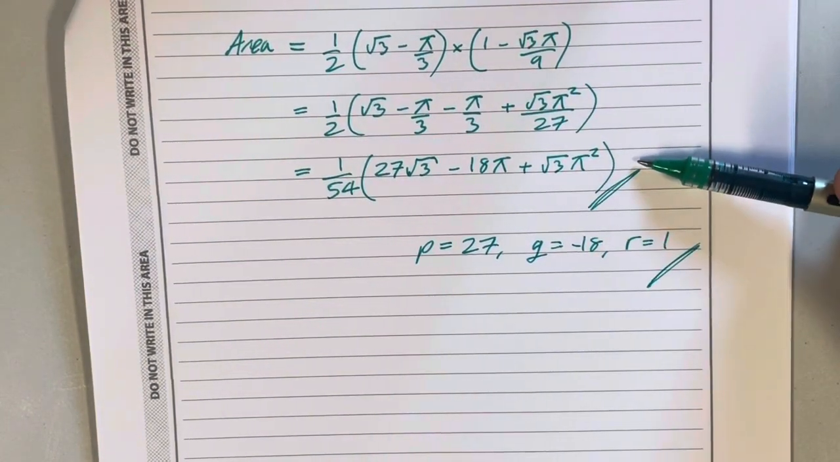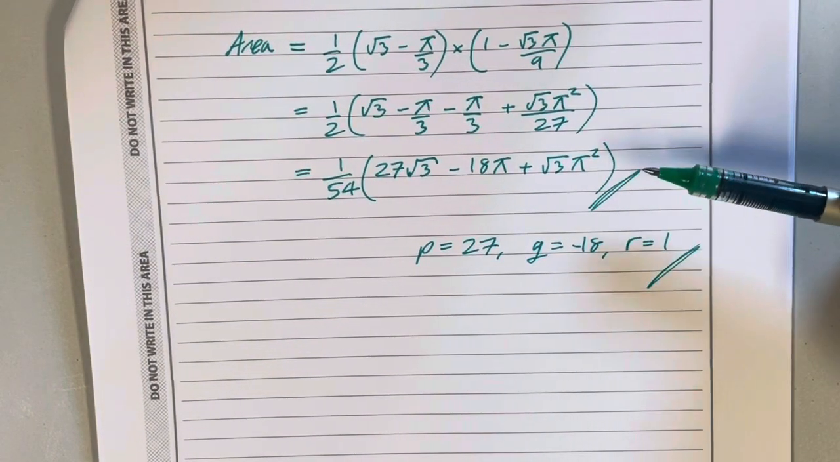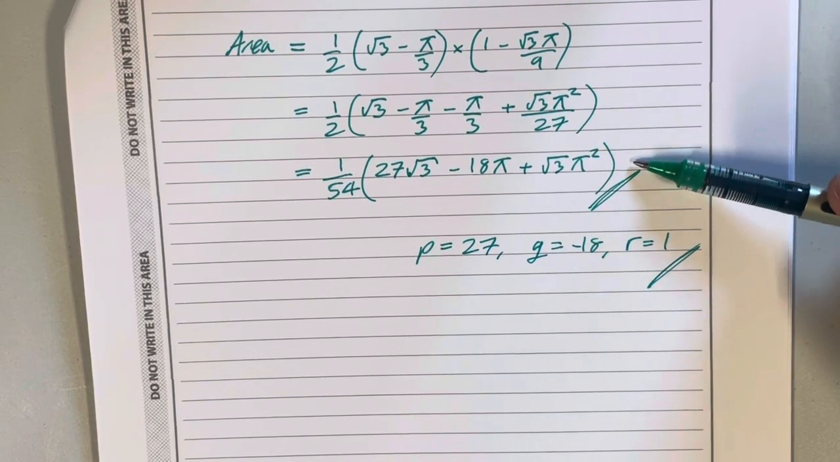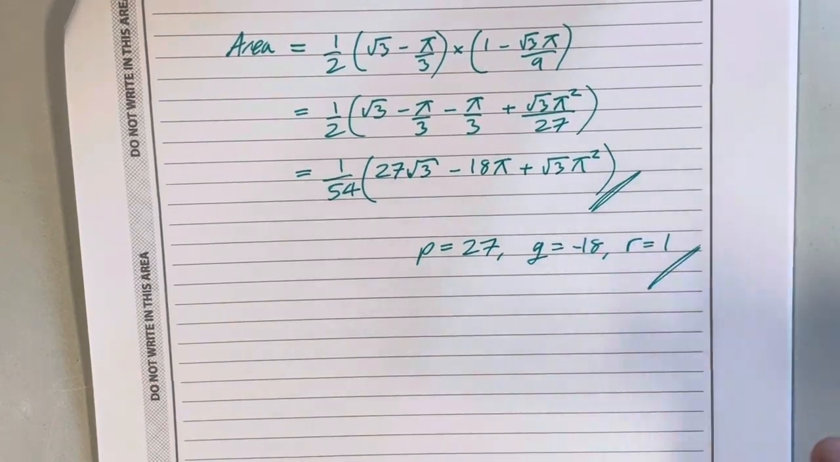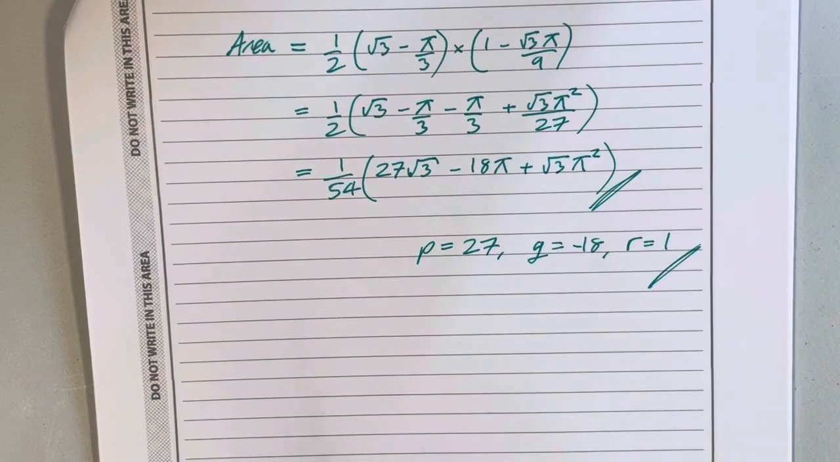You don't have to write that. You can leave it like that because it asks for it in that form where p, q, and r are integers. So you don't have to state p, q, and r explicitly, but it is nice to do so. Okay, I think that finishes question 5. All right, question 6.